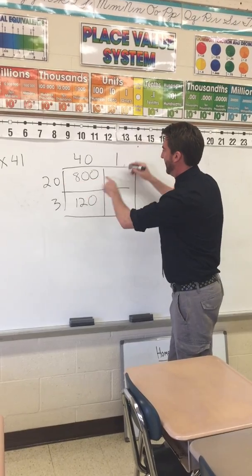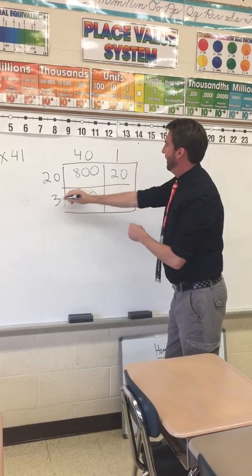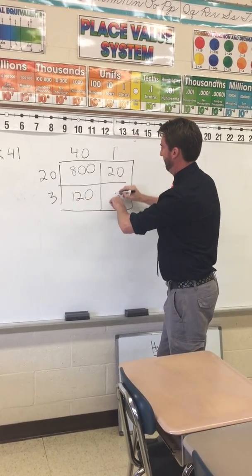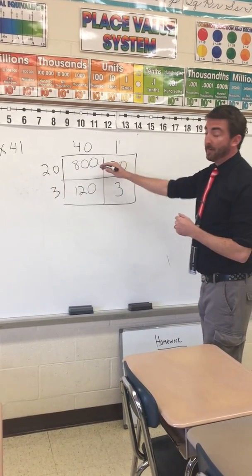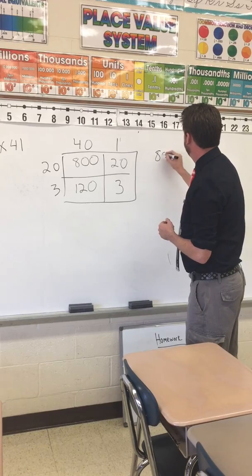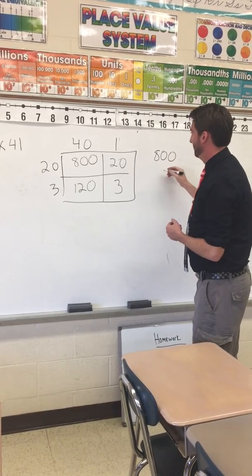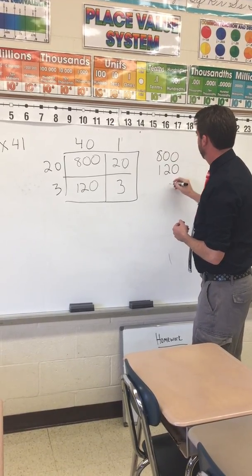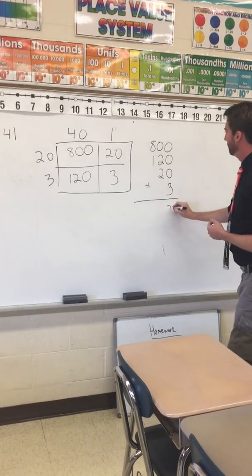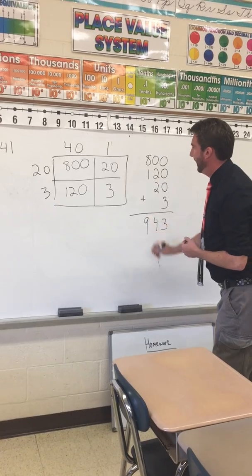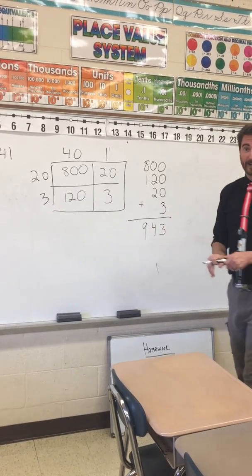20 times 1, that's pretty easy. 20. 3 times 1. Where they meet. 3 times 1, and that's 3. Now, I can add up my partial products. That's an 8. And I get my answer of 943.